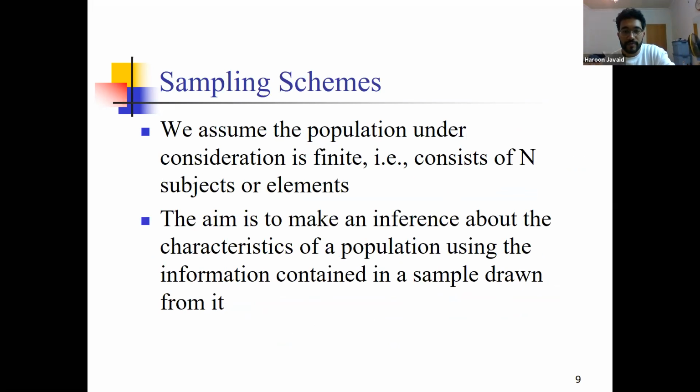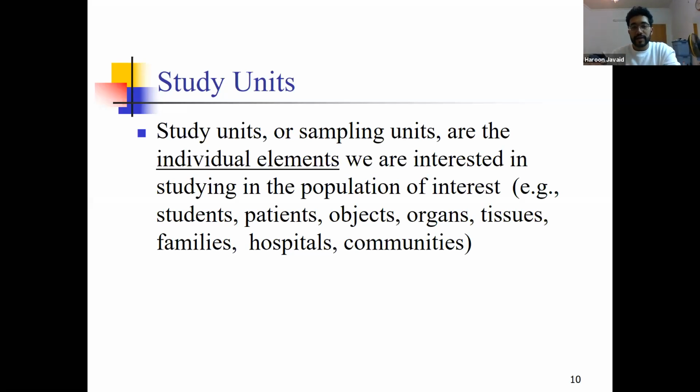We assume the population under consideration is finite, consisting of n subjects or elements. The aim is to make an inference about the characteristics of the population using the information contained in the sample drawn from it. Okay, fine. Study units, okay.